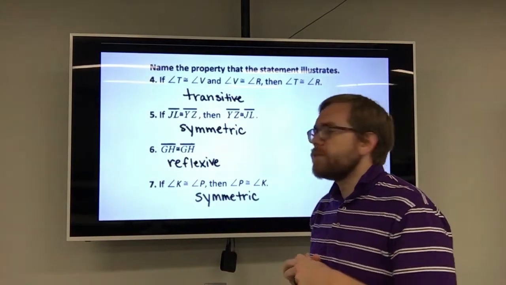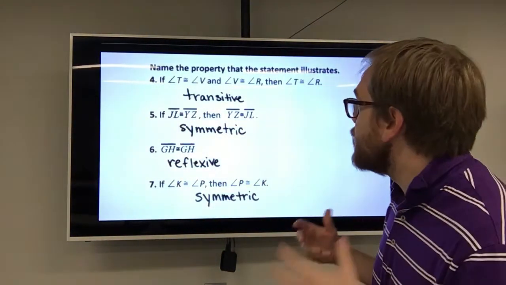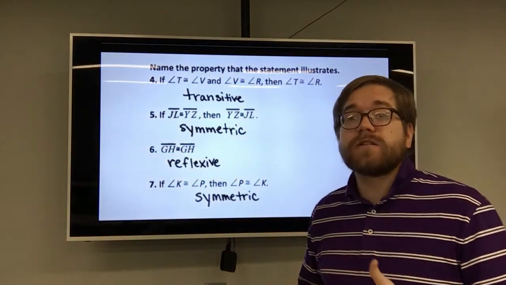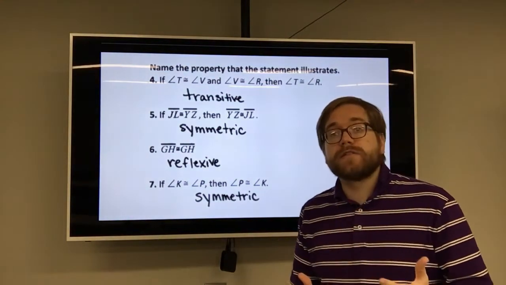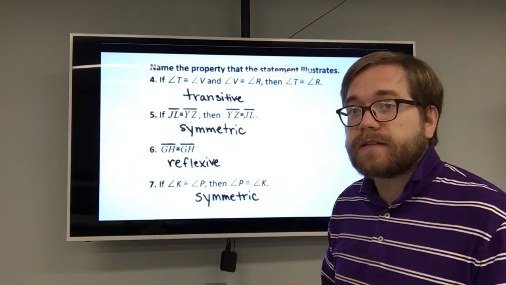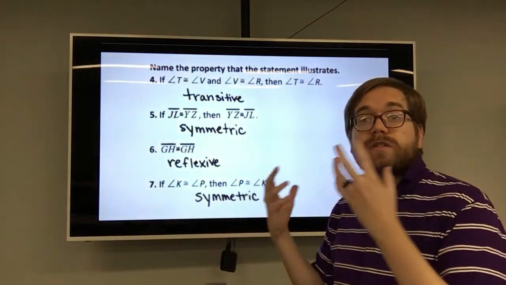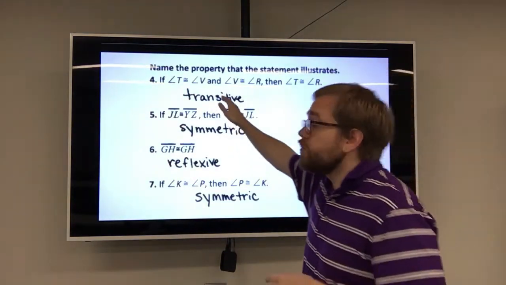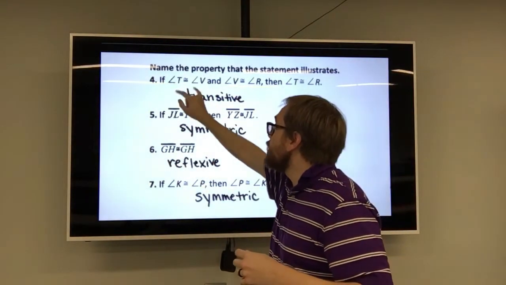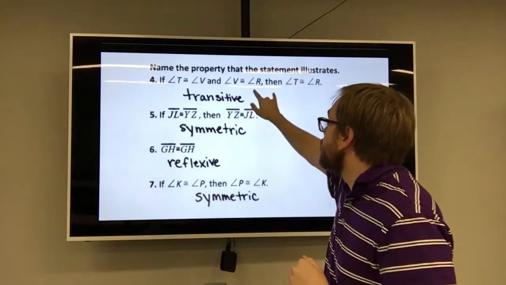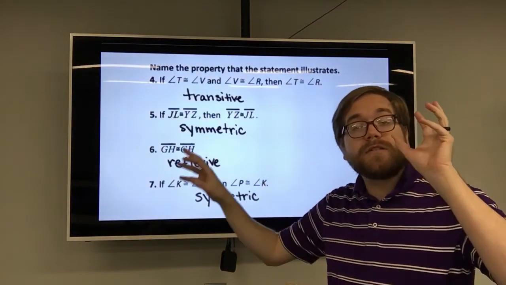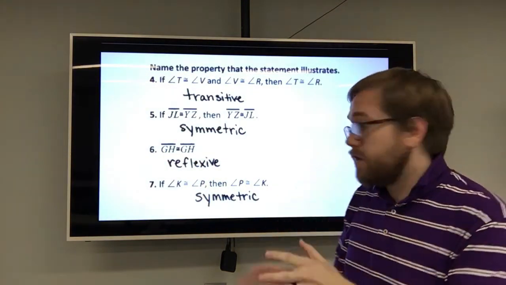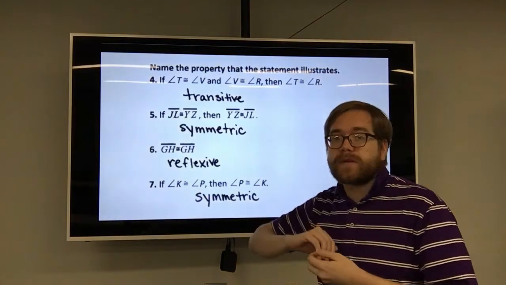So if you look at number 4, it says angle T is congruent to angle V, and angle V is congruent to angle R, then angle T is congruent to angle R. Well, that's the transitive property, because if you remember, the transitive property says that if two different things are equal to the same thing, then those two original things are equal to each other. And so this holds for congruence as well. If angle T and V are congruent to each other, and angle V and R are congruent to each other, because angle T and angle R are both congruent to angle V, then they would be congruent to each other. And so that's the transitive property.